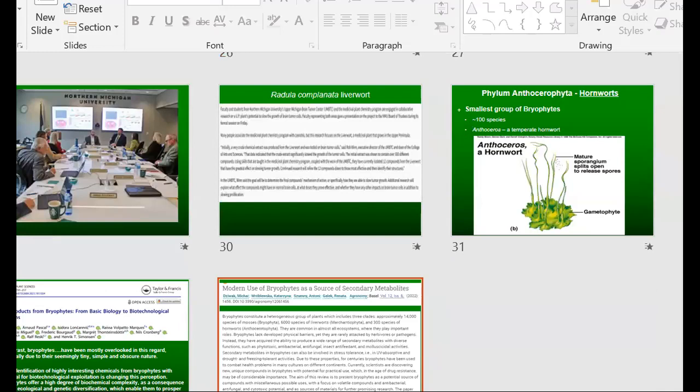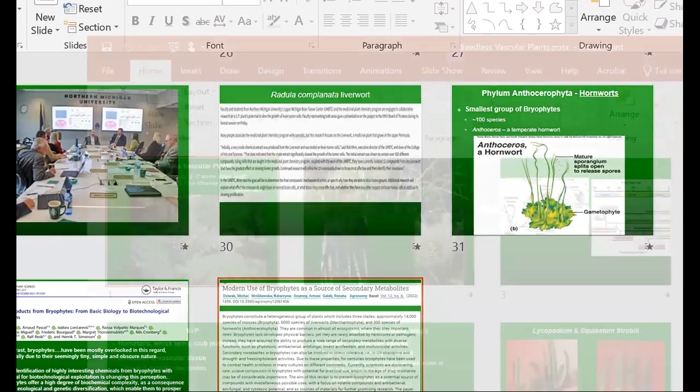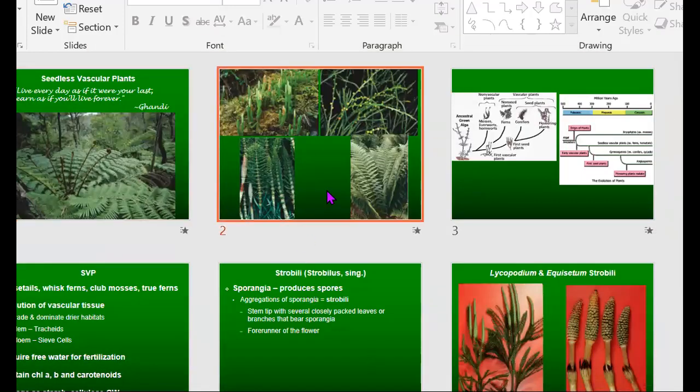Okay, well, the other slide set that I'd like you to pull up if you're following along is the seedless vascular plants. That's the other group I wanted to finish talking about.